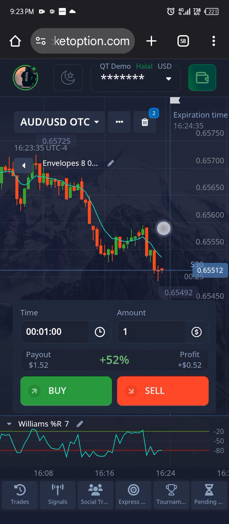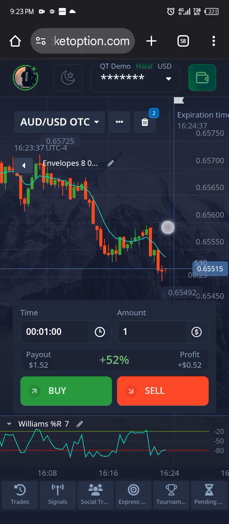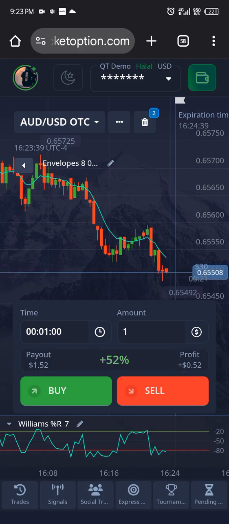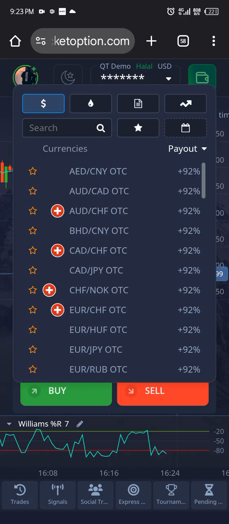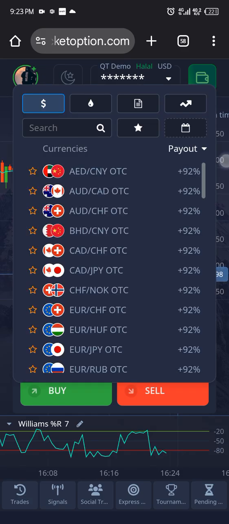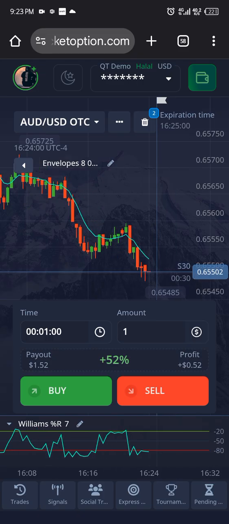Maybe we will look for an entry there, because now it seems this is not an area of supply. This is not a supply zone in this matter, because the market is trying to form another structure. So we move to another pair. But before we proceed, I would like to show you something.